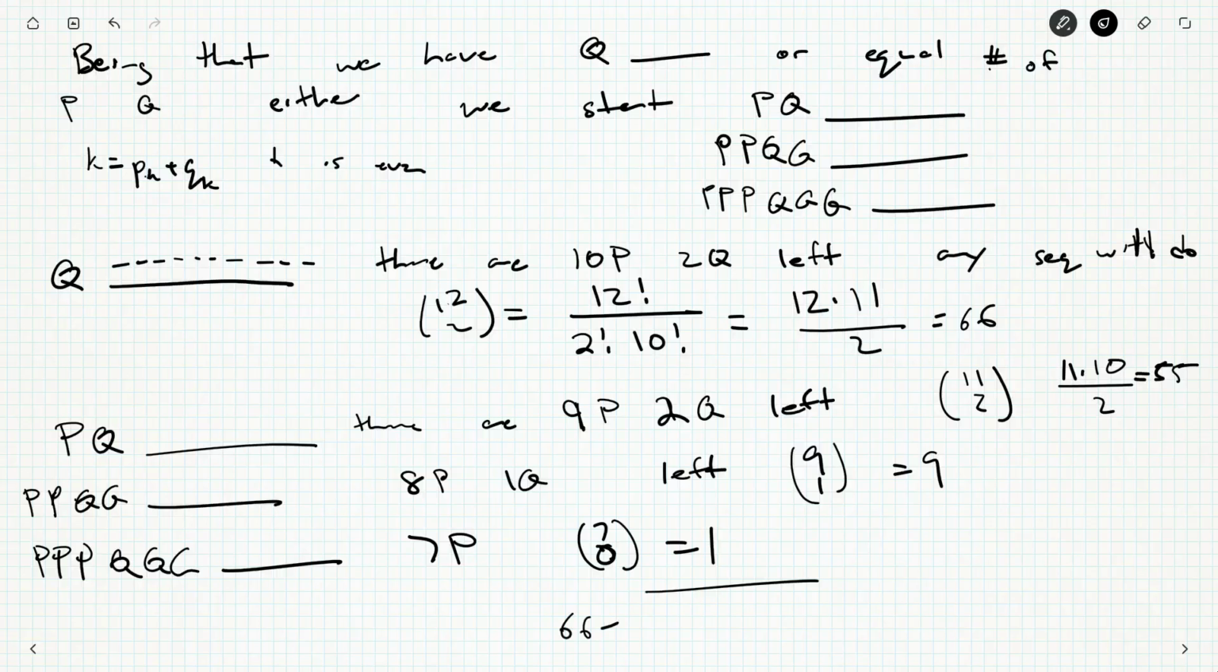So we add it all up, 66 plus 55, that's going to be 121, because it's 11 times 6, 11 times 5, 6 plus 5 is 11, so it's 11 squared, plus 9 plus 1, so 131 such sequences, so non-predictive sequences. Okay. So the reasoning's all fine.